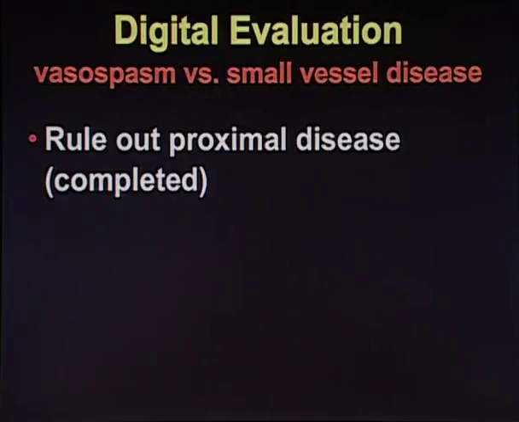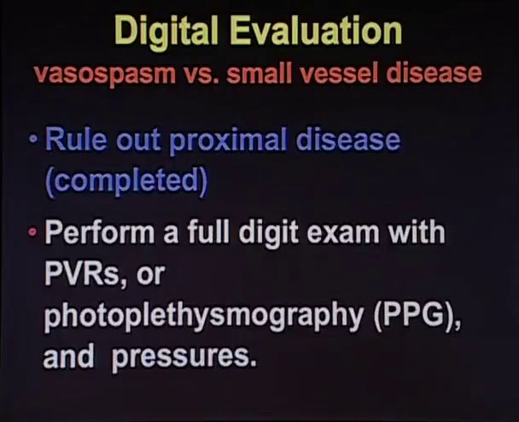Now, in terms of vasospasm versus small vessel disease, again, we rule out proximal disease. That's been completed. Then we perform a full digit study with pulse volume recordings or photoplethysmography, or PPGs, which can be conveniently placed on the fingertips. And then we also acquire digital pressures.